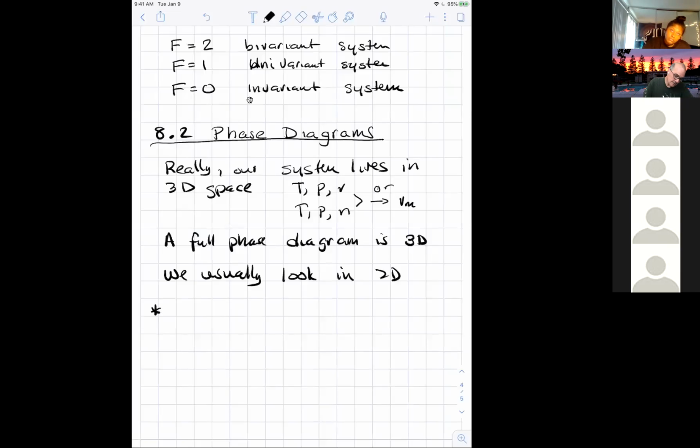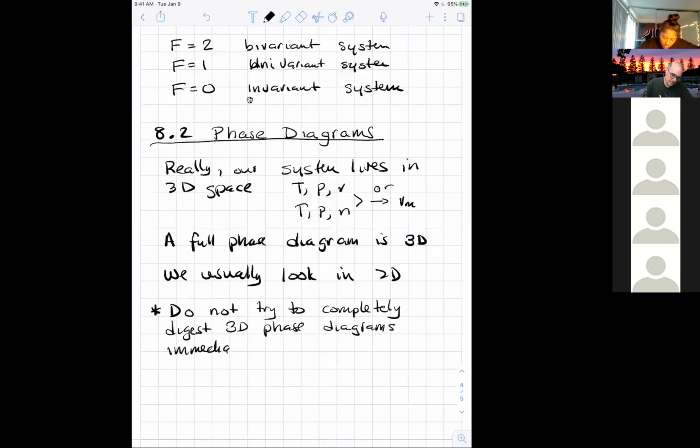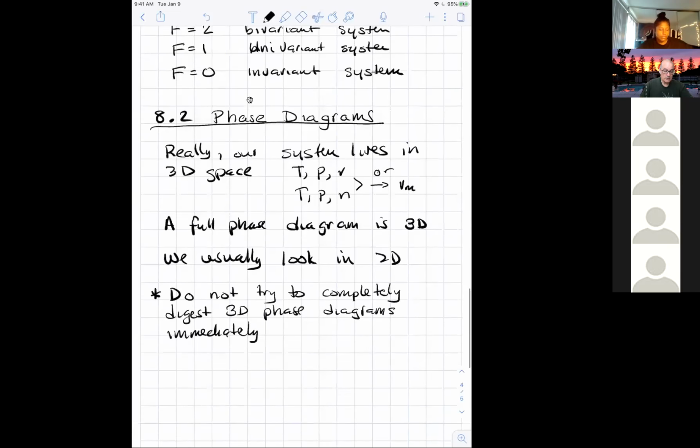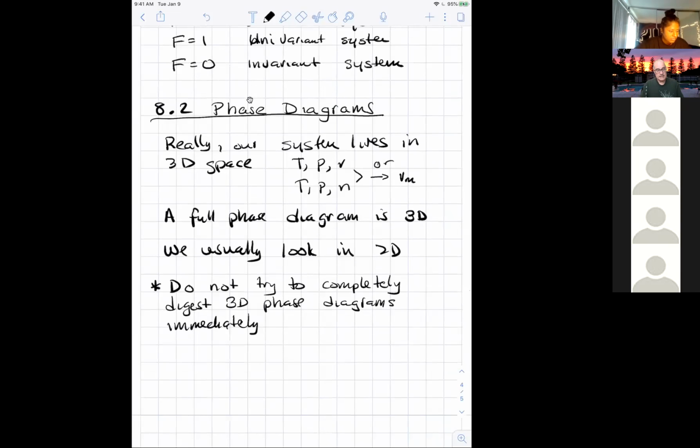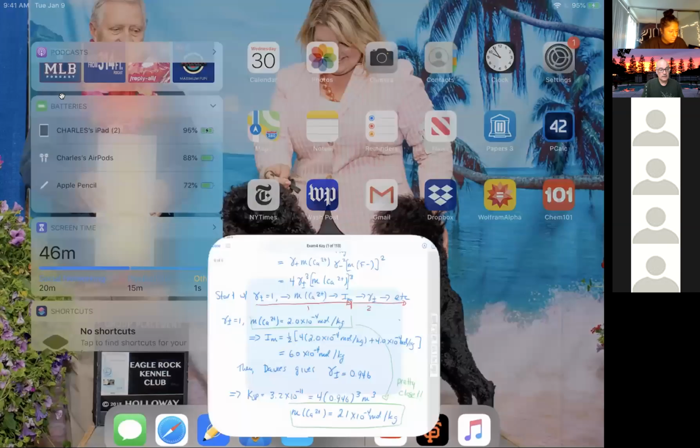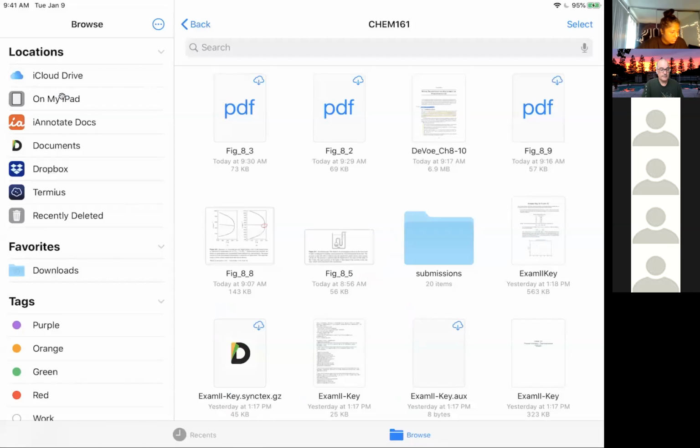So the first thing I want to say, as a recommendation, is do not try to completely digest 3D phase diagrams immediately. It's too hard. Let's look at an example of a 3D phase diagram from the book.